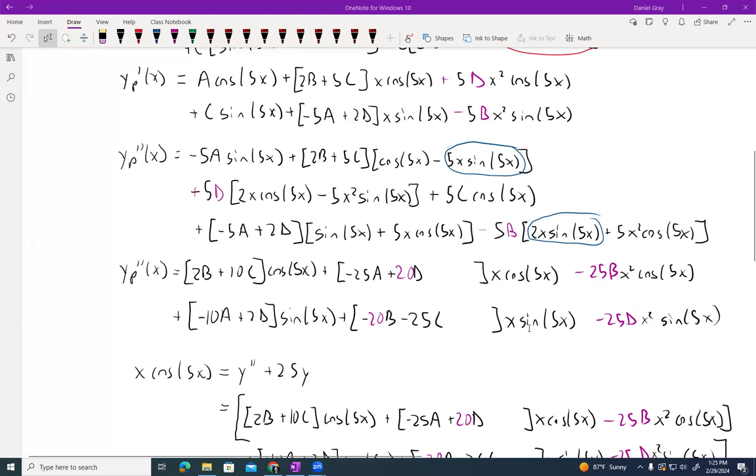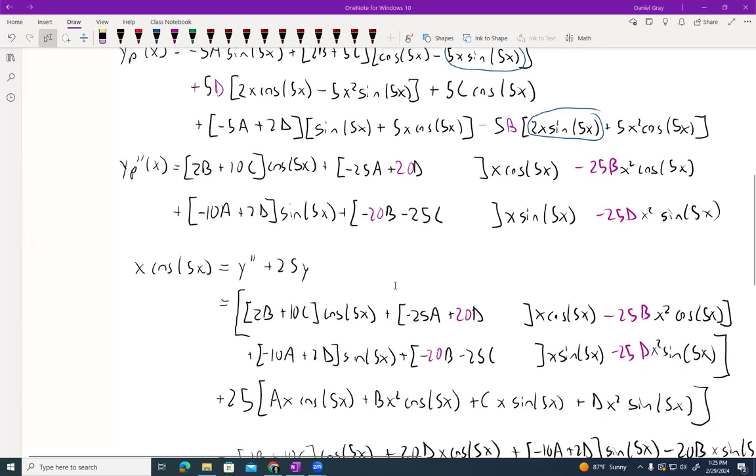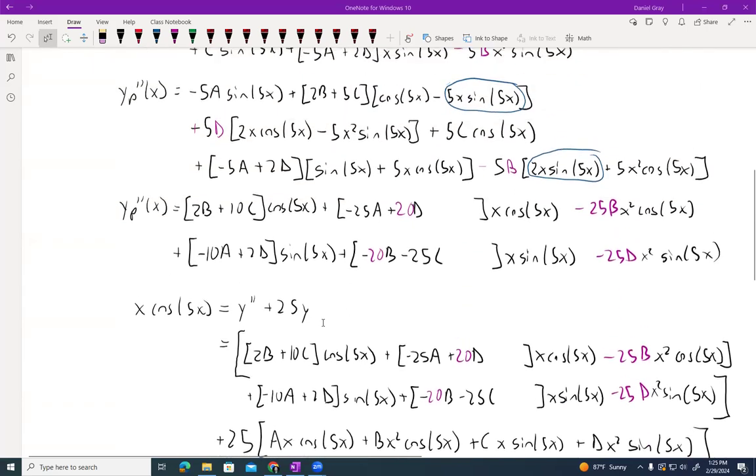Okay. And then my x sine of 5x term. So I have a negative 10b here. And then I also have a minus 10b minus 25c. So I get in total negative 20b minus 25c, x sine of 5x. And then I just have the 1 x squared sine of 5x term, which comes from here. So negative 25d.